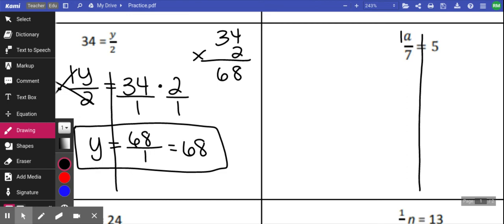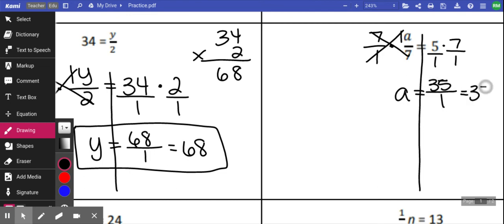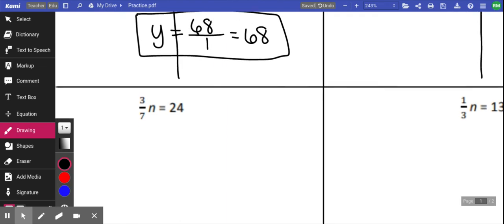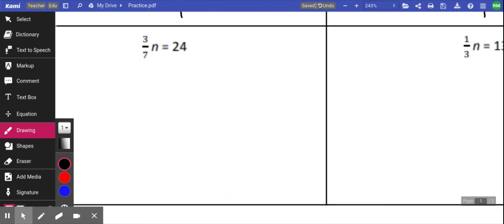Okay, so this is 1 over 7. What do I have to multiply both sides by? 7. 7 over 1. Because I'm flipping it. Okay, those will cancel out. I'm left with a equals 5 times 7. 1 times 1. So this is just 35. Good. And we can test it out. 35 divided by 7, is that 5? Yes.